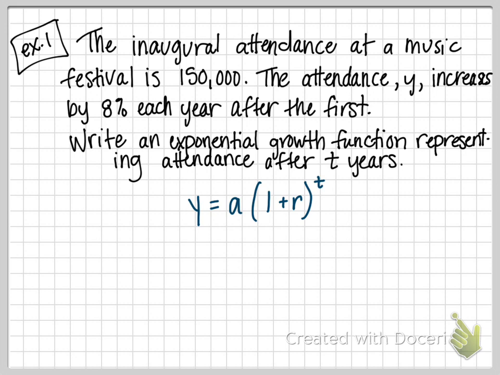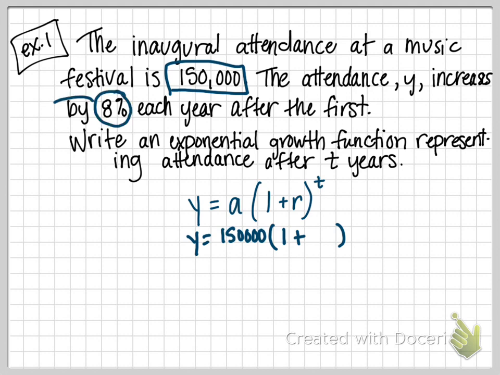Okay, let's plug in what we know. Do we know A? What is the initial amount here? 150,000. This is our A. So we can say Y equals 150,000 times 1 plus R. Do we know R? 8%. But remember, we have to write 8% not as a percent, but as a decimal. What's 8% as a decimal? 0.08. Do we know the time? No, that's what they're going to ask us next.